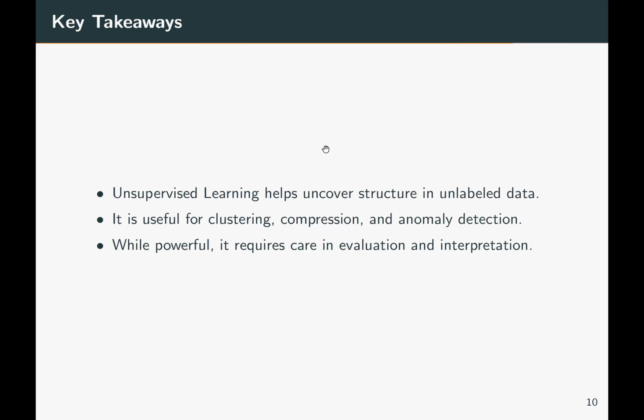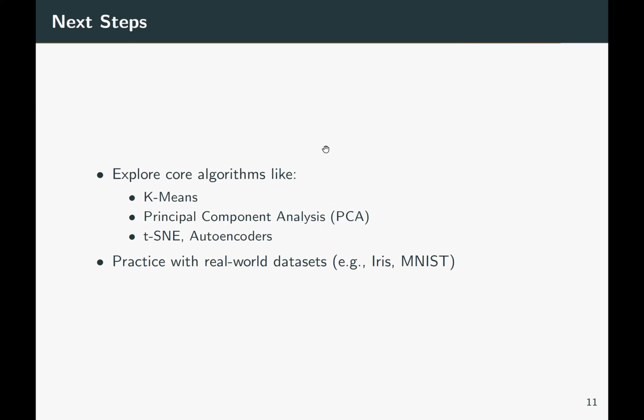So in conclusion, unsupervised learning helps uncover structure in unlabeled data. It is useful for clustering, compression, and anomaly detection. While powerful, it requires care in evaluation and interpretation. So for the next steps, you need to explore core algorithms like k-means, principal component analysis, t-SNE, autoencoders, and practice with real-world datasets. Now, in the next set of videos, I'm going to take these algorithms one after the other and run through them.